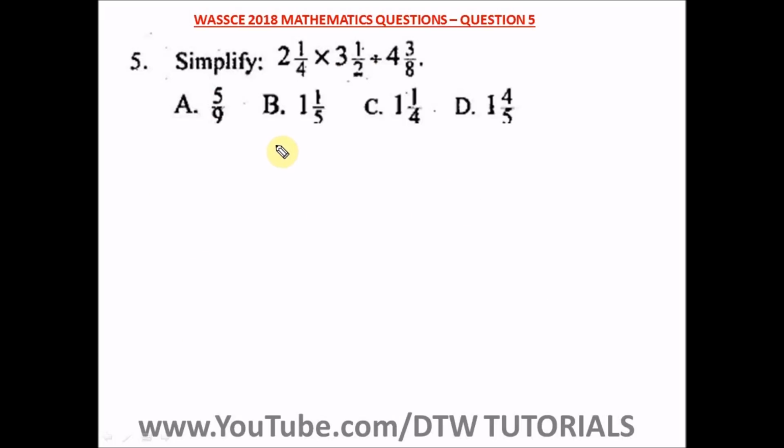Question 5 of the WASSCE 2018 Mathematics Past Questions, that's the WAEC exams. It says simplify this. Okay, this is a fraction, so we are going to write our order of operation, which is what?